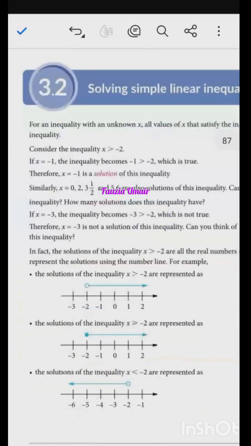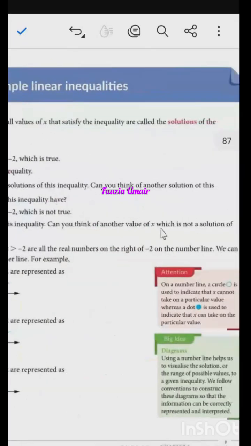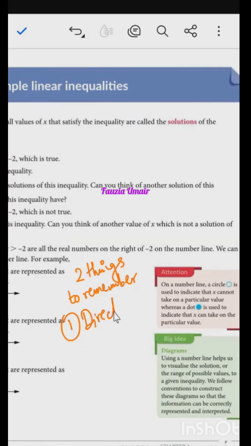Now you need to remember one thing: when we draw inequalities, we need to take care of 2 things. What are these 2 things to remember? When you draw an inequality on a number line, first of all, you need to see the direction of the arrow. What does that mean? It means if there is a more than sign, you will go in the right direction.